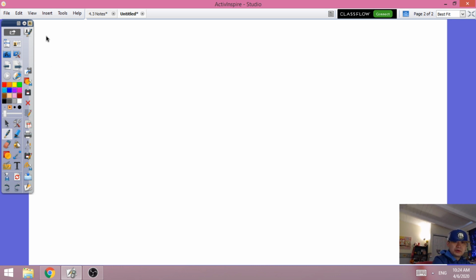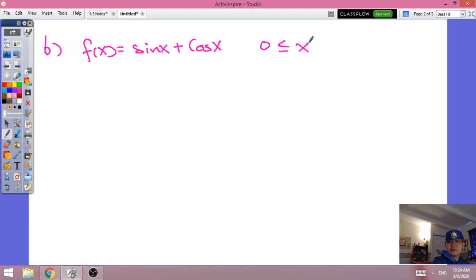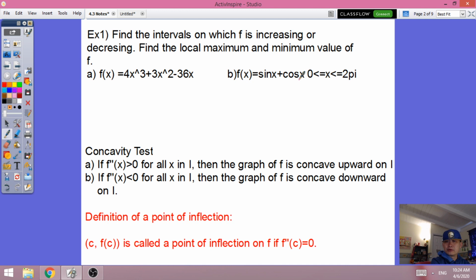So for part B, we have f of x equals sine of x plus cosine of x, and x goes from 0 to 2 pi. I just want to make sure that I transferred the problem correctly. Yeah, it is: less than or equal to, less than or equal to.